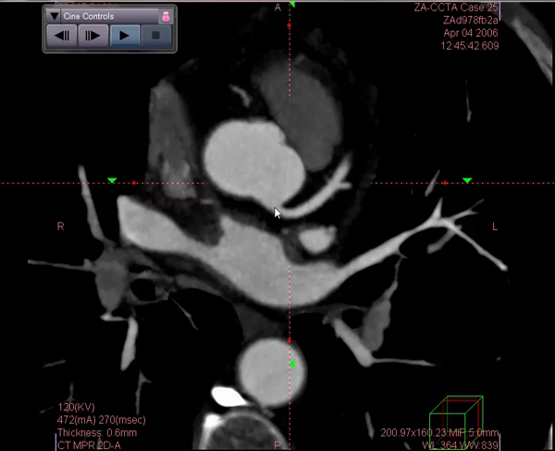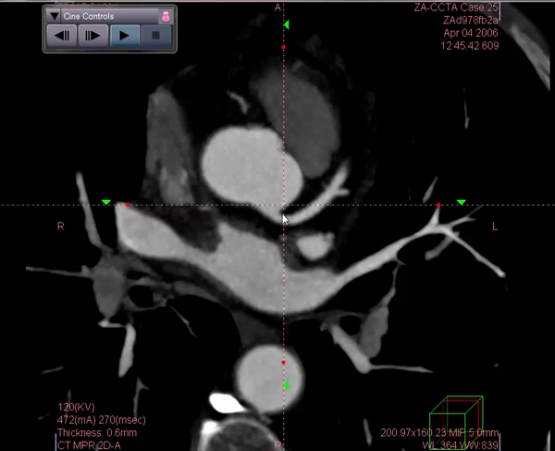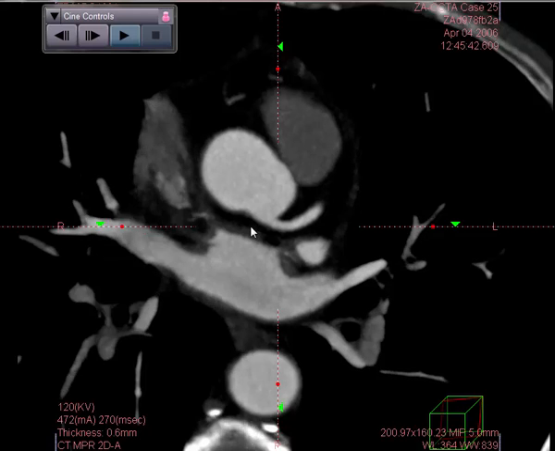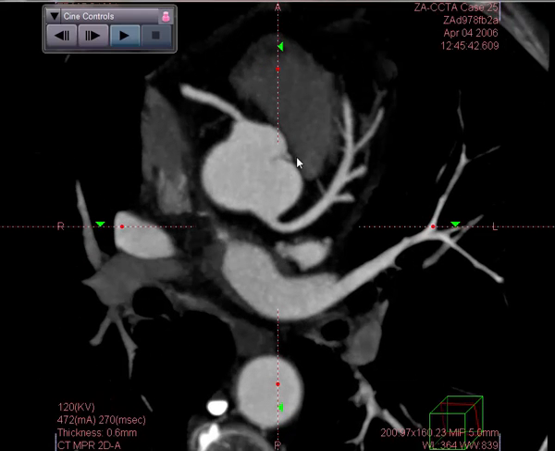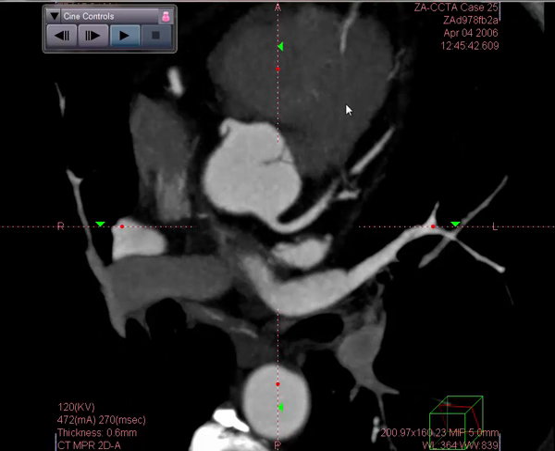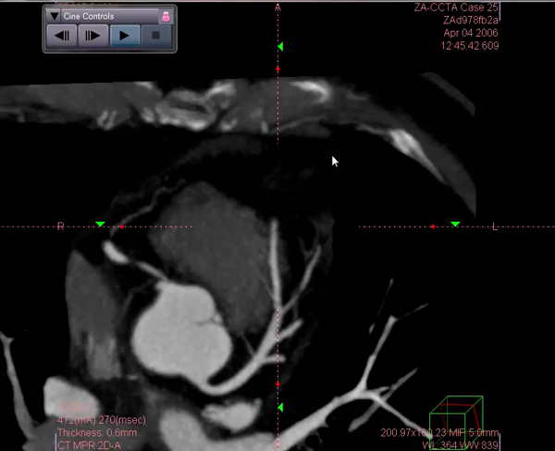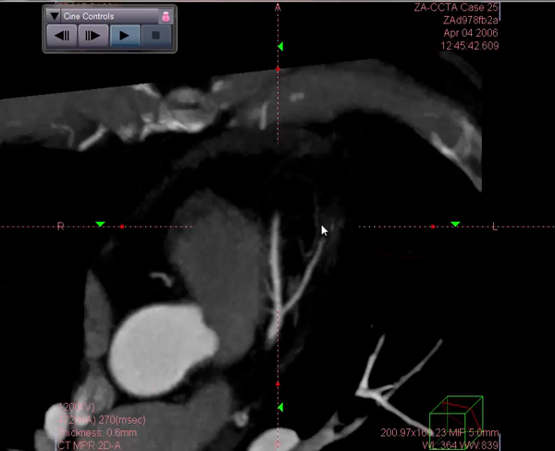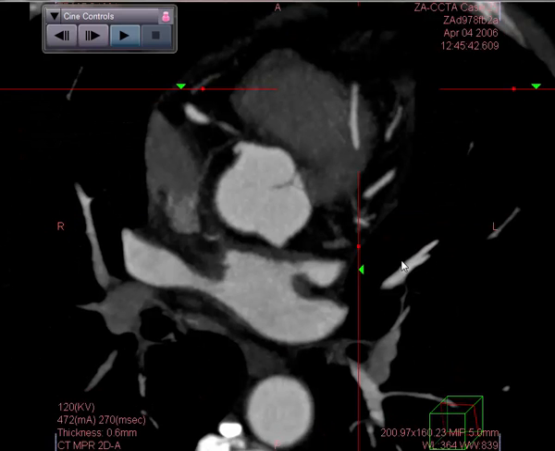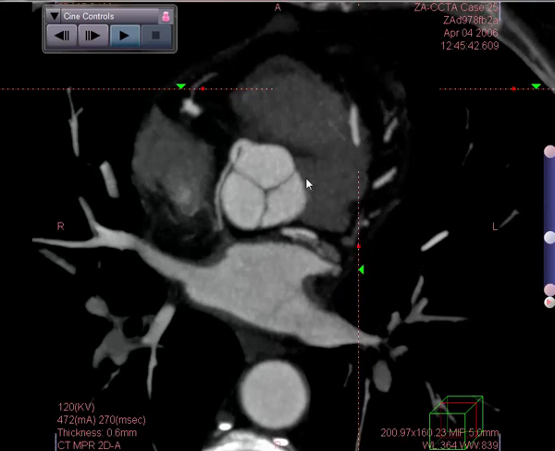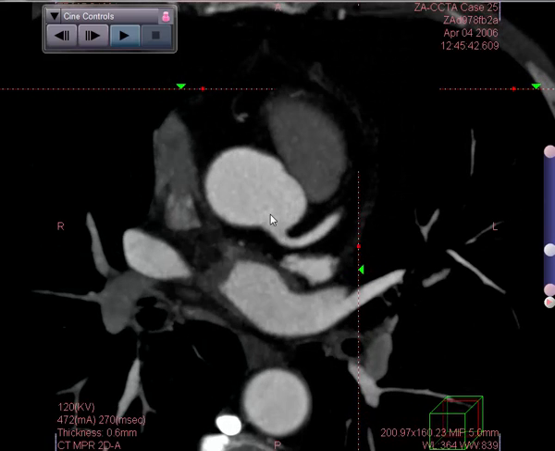Let's first start by looking at the coronaries. There is the left main coronary artery. Appears to be very normal. As we proceed down looking at the remainder of the left anterior descending, this vessel likewise appears to be quite normal. Let's get back to the main area and look at the left main.